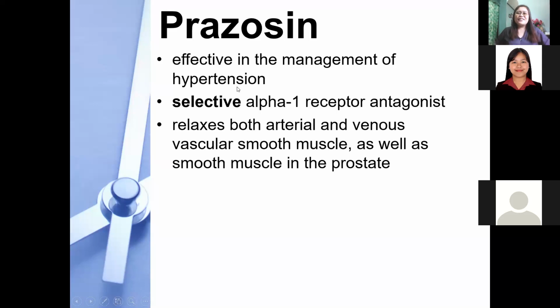Sige. So when you take prazosin, class, since it will inhibit the action of norepi and epi in the blood vessel, it will lead to relaxation of both arteries and veins. So remember we have blood vessels. When we talk about blood vessels, we have two types, the arteries and the veins. For prazosin, it's both.